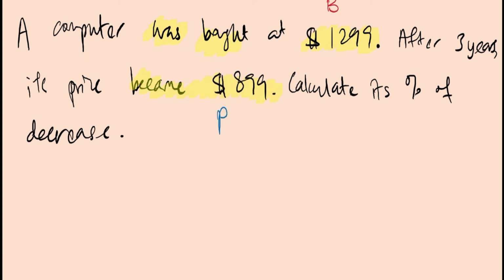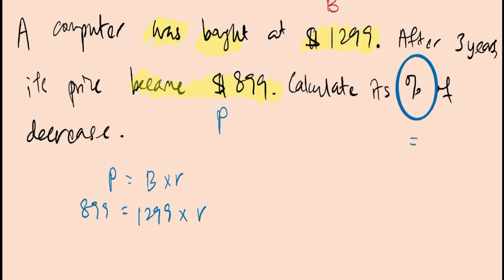Okay, so again, let's find the original price. The original price will be the base price, which is $1,299, and the $899 is the price after changes, remember, which is also your P. So therefore, forming the equation, okay, and the percentage is what you want to find, which is also the R or the rate. Okay, so taking 899 divided by 1299 will give you 0.69.